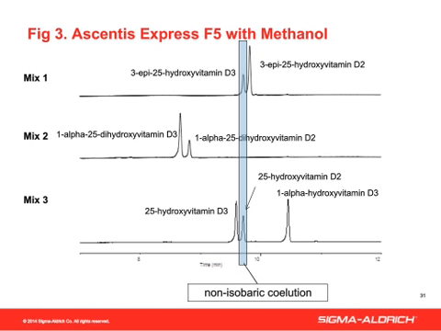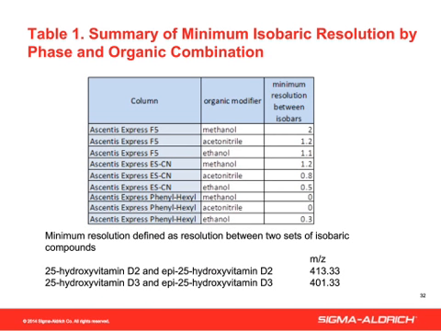So what we had set up was a matrix plot essentially looking at the minimum isobaric resolution based on stationary phase and based on the mobile phase combinations that we used. What we were looking for is a minimum resolution of 2 between the epimers and the 25-hydroxy metabolites. And this table just goes through to show the different stationary phases along with the corresponding mobile phases and the resolution that we achieved.